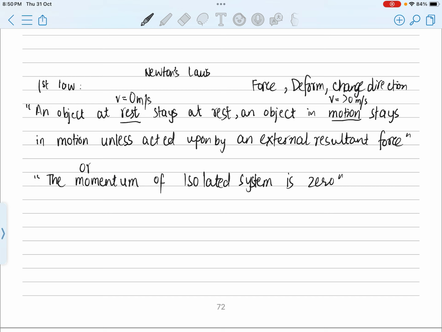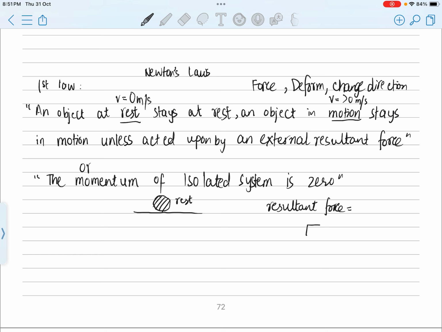To understand this better, imagine we have a football on the ground. Its natural state is that it is at rest, with a velocity of zero. If you apply an external resultant force, not any force, a resultant force. Now what is a resultant force? First of all, a resultant force is the sum of forces that act on an object.